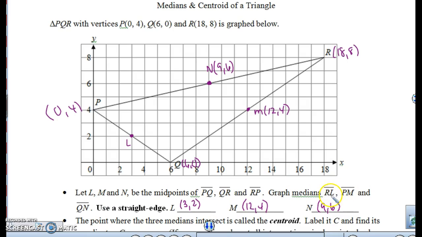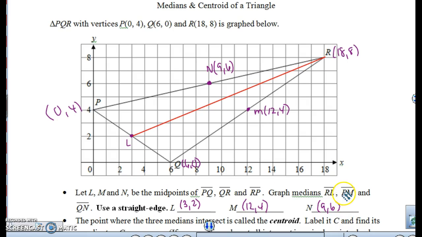Now it says graph the medians RL, PM, and QN. Now, the names of those medians are telling you where to draw them. So from R, you're going to draw a line to L. So here's R, here's L. We are drawing from the vertex R to the midpoint of the opposite side, which in this case is L. We have just created that.